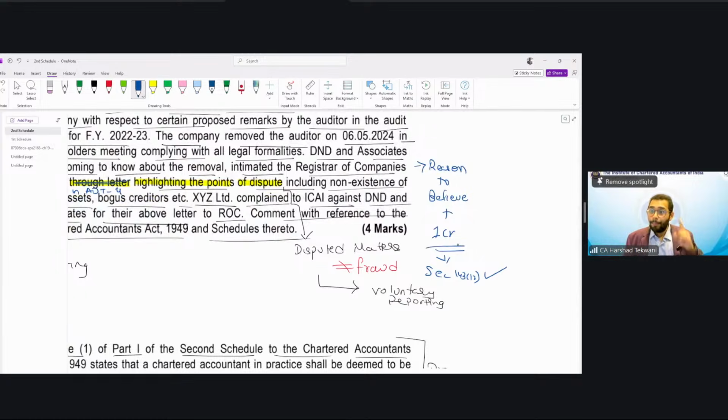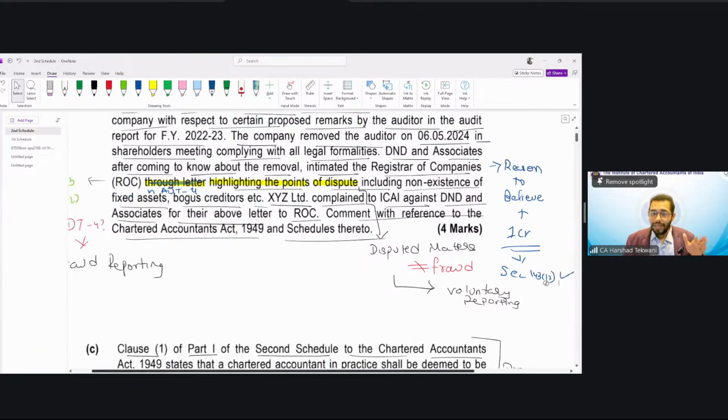But when you do it through a letter, not the ADT 4, it's a disclosure problem. You are not appropriately disclosing the matter. It's a kind of breach of confidentiality, and accordingly, you are not required to disclose the matter, and you will be held guilty of professional misconduct.